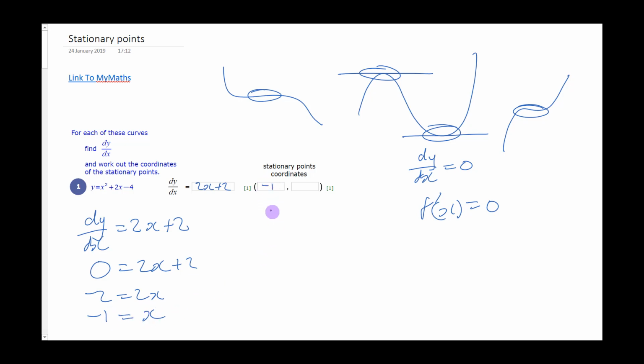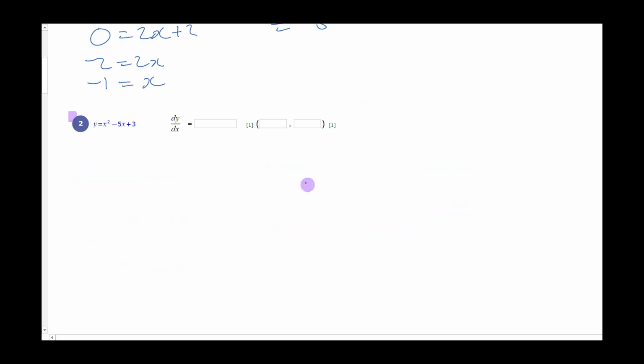Now how do we find the y value? Well, we put it back into the original equation. That's how we find the y value. y equals minus 1 squared plus 2 times minus 1 minus 4. So that's going to give me 1 minus 2 minus 4, which is just minus 5.